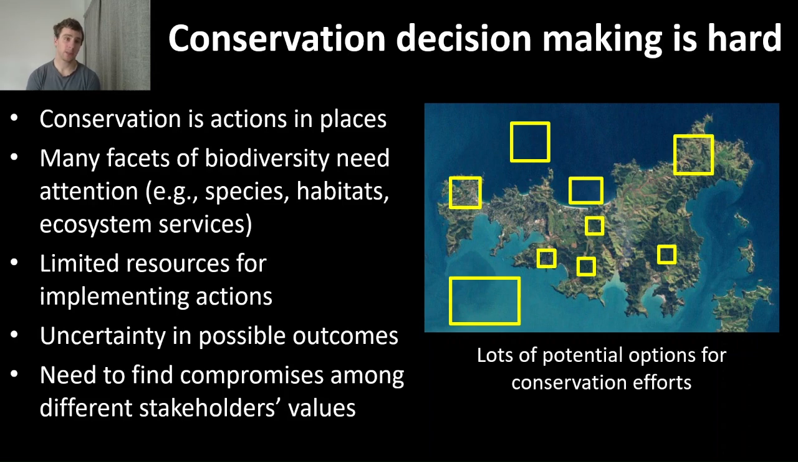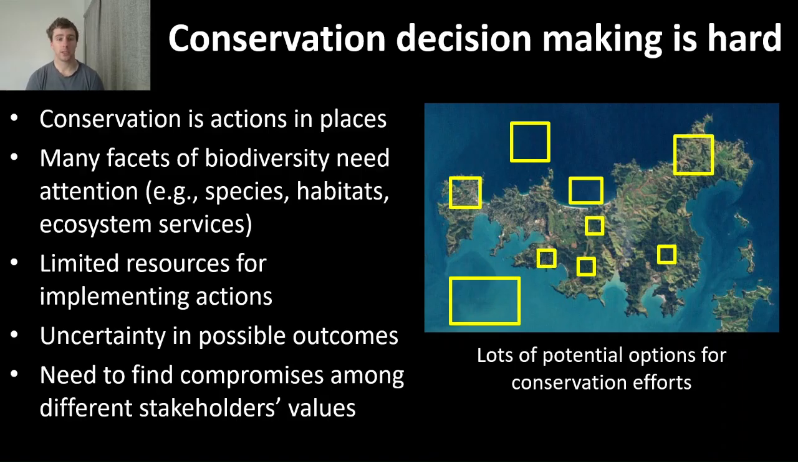When we try to make decisions about what actions to implement in which places, we need to think about lots of things. We need to think about the fact that there are many facets of biodiversity that need attention. That might be different species, different types of habitats, or different ecosystem services like carbon sequestration or water purification. There are also limited resources available for implementing conservation actions. What this means is it's not always feasible to implement the most effective potential set of actions. There's a need to prioritize specifically which actions would be implemented in which places, because it wouldn't be feasible to manage everywhere for biodiversity.